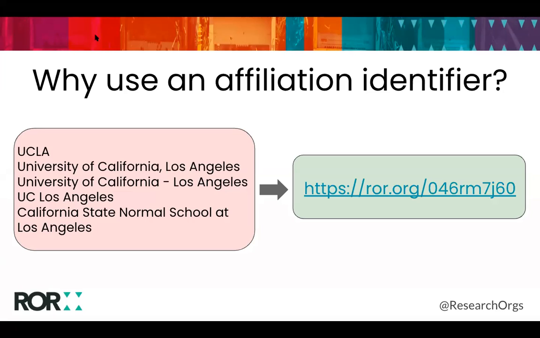An organization's name can also change over time. When there are multiple versions of an affiliation name in use, it can make it difficult to track down all of the research associated with a specific institution. And that's where a ROR ID comes in, providing a consistent, standard, and unique way to identify an affiliation, as we can see on the right-hand side of this screen.